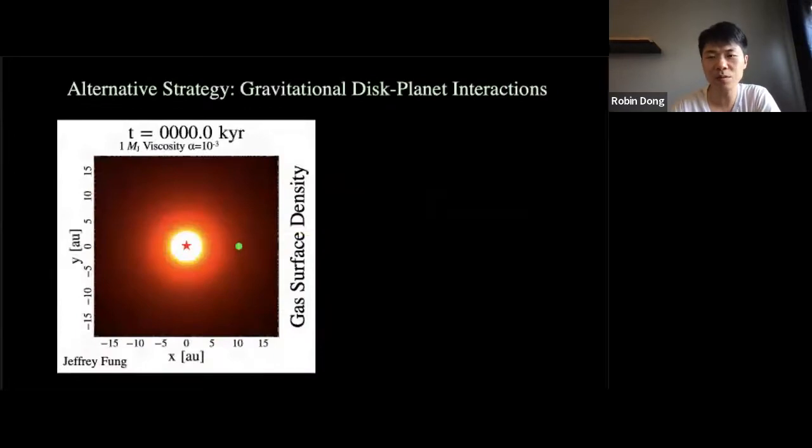So the idea is very simple. Planets are gravitational perturbers. They perturb the material distribution in the disk and they generate density structures. This process is called gravitational disk-planet interaction.